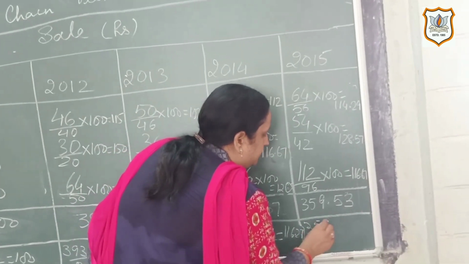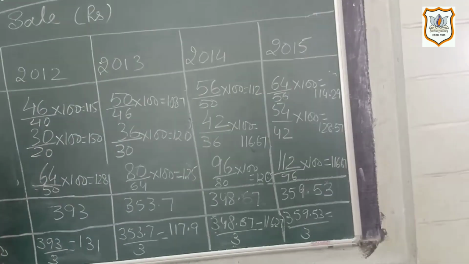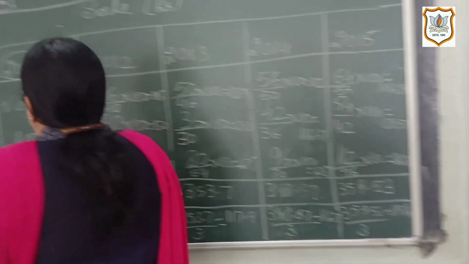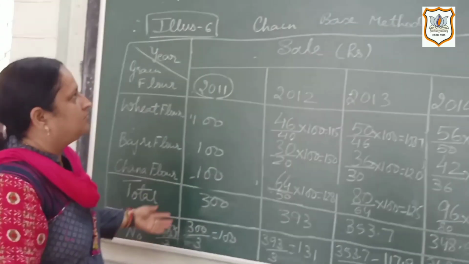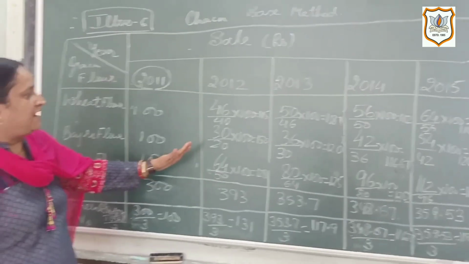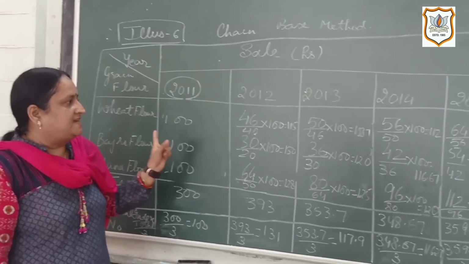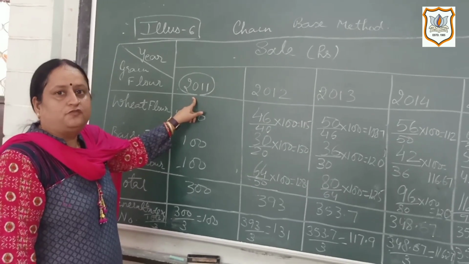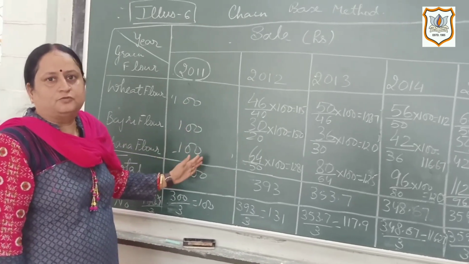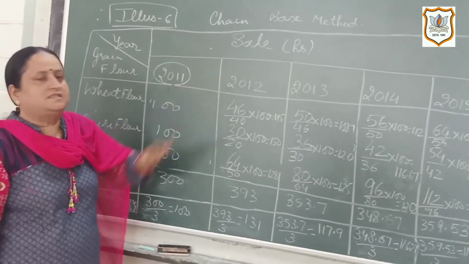Last one is 359.53 divided by 3, and when you divide this by 3, the answer should be 119.84. So here we have calculated the general index number by the chain base method. What we have done in this, we have divided the values by the previous values. So you must have seen the difference. In fixed base, the base was the same, that was the value of 2011. But here the base is changing and it is the previous year's value. So this is another type of sum which is on the basis of fixed base and the chain base method.